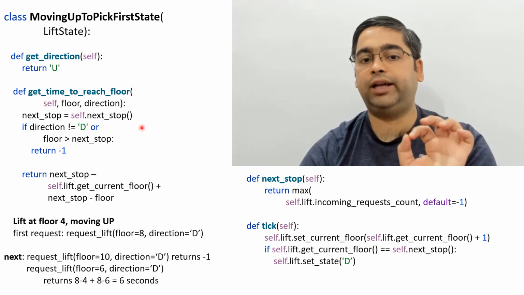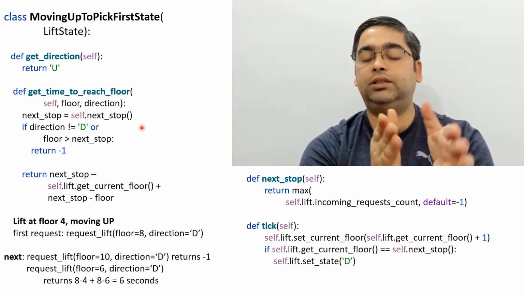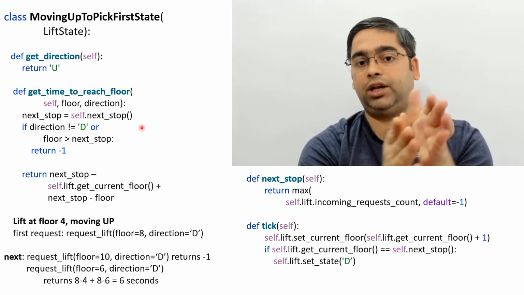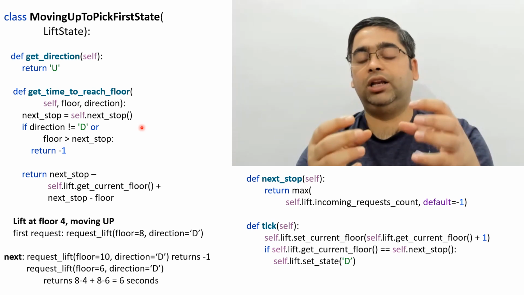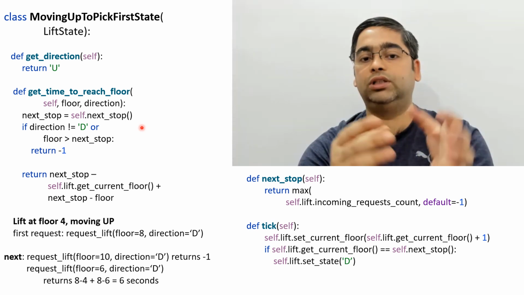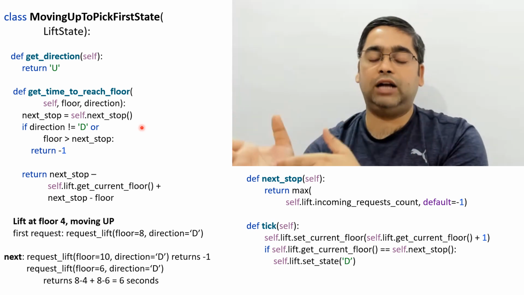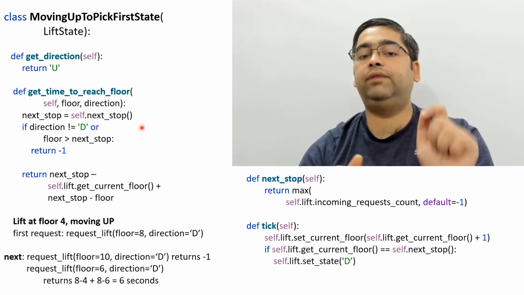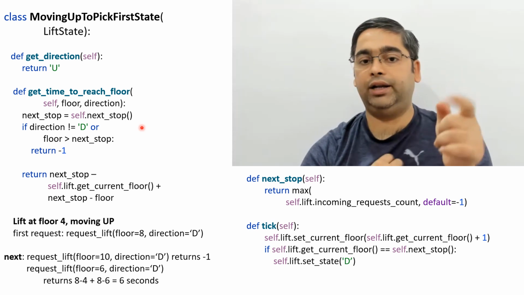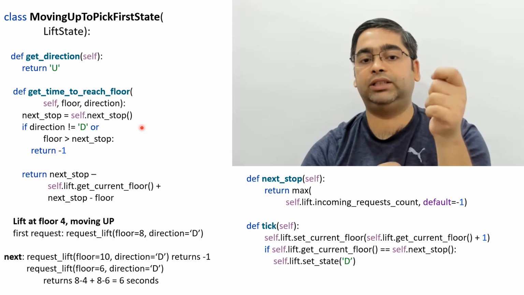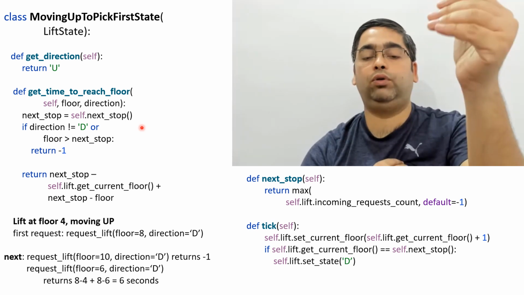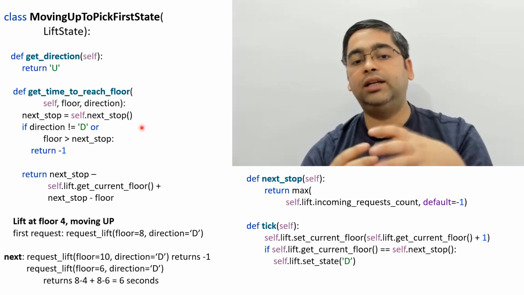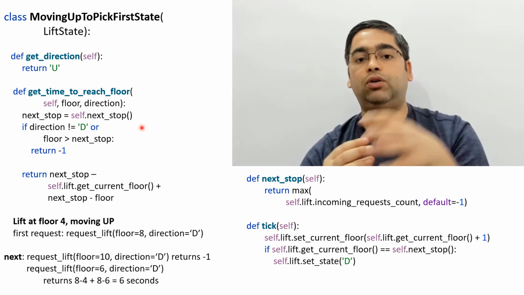So what is the next stop? Next stop is basically the floor of the first request. Let's suppose an existing request is already assigned to this lift for floor 8, and that person will go down. Now this lift cannot go higher than floor 8. It cannot be assigned a request to go down from floor 9 or floor 10. Why? Because it will increase the waiting time for the person on floor 8.